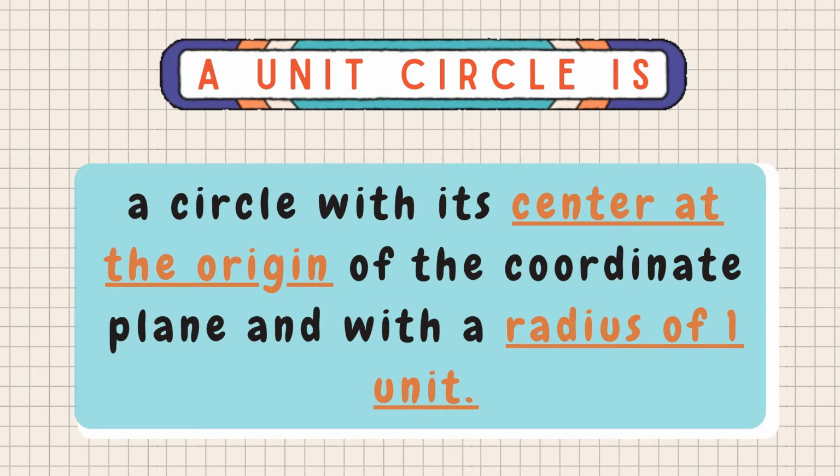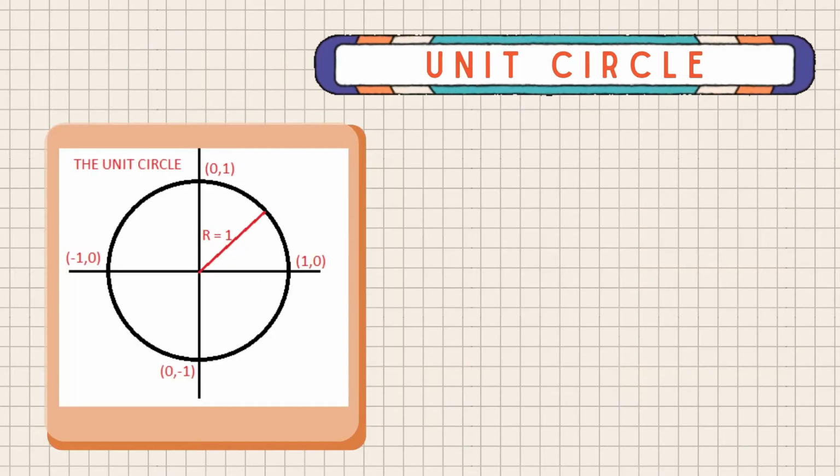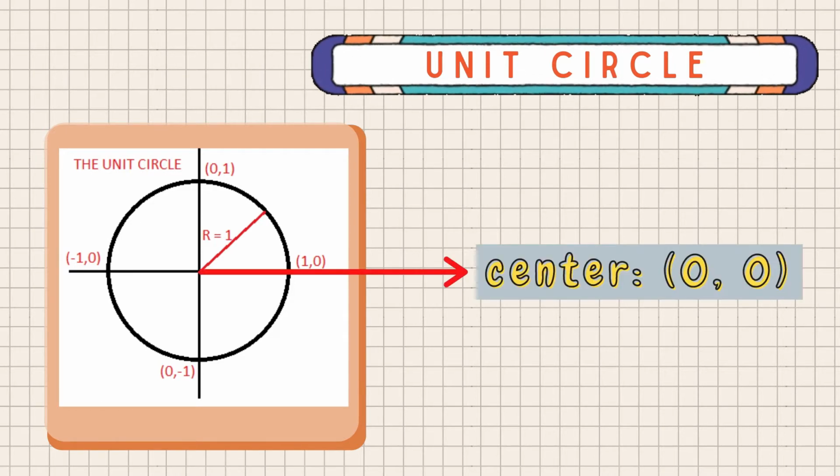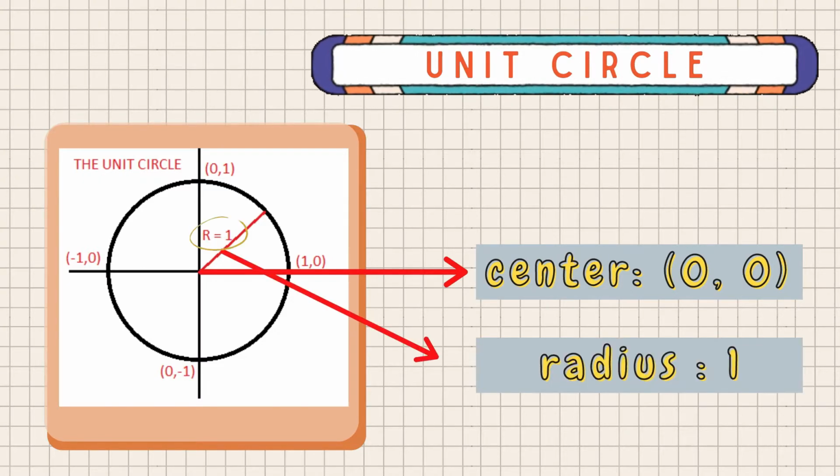So, a unit circle is a circle with its center at the origin of the coordinate plane and with a radius of 1 unit. To elaborate, the graph that you are seeing right now is the graph of a unit circle. As you can see, its center is at the origin, which is 0, 0, and it also contains a radius of 1 unit only.